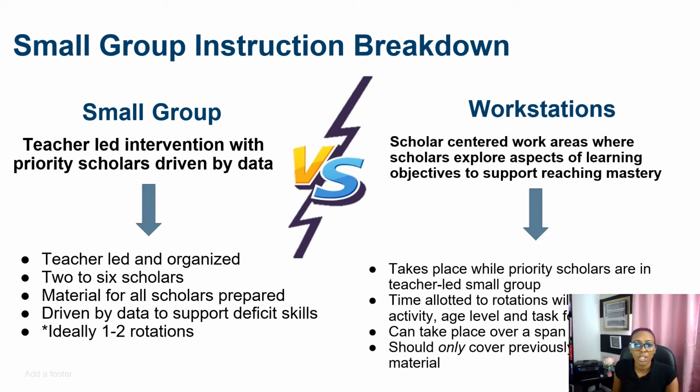So small group instruction is one of the teacher's key levers, right? You're using data, you are pulling scholars intentionally based on what they need. So at the beginning of the year, this is the time where you really want to spend pulling your data from Eduphoria to see where your scholars truly are, because your small groups and your workstations are built on knowing your scholars, knowing their learning behaviors, knowing their data trends, right?